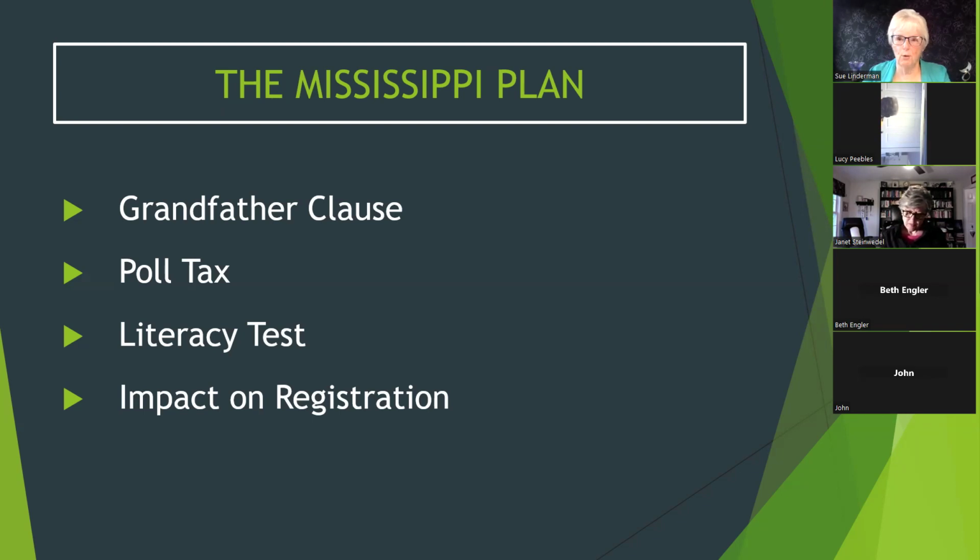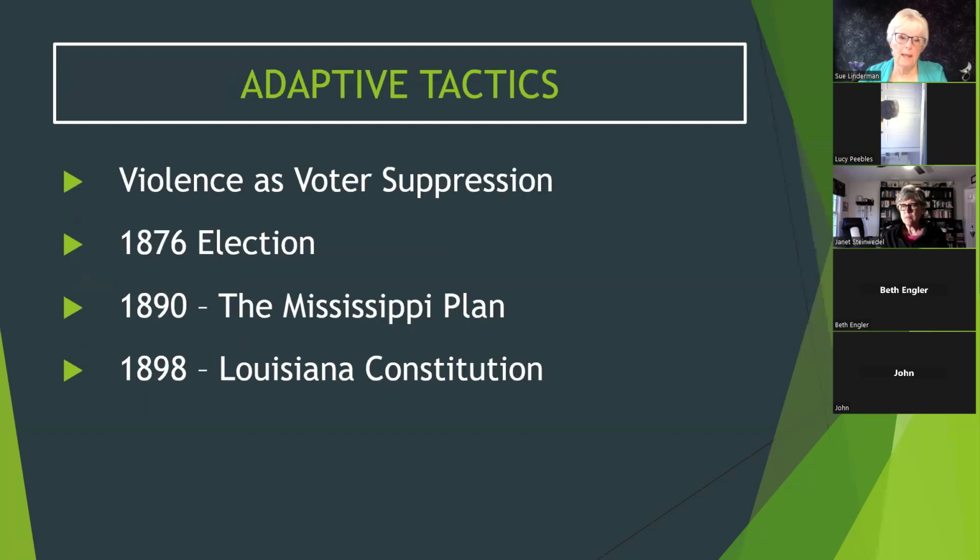We know that as a result of the adoption of the Mississippi Plan, the Black registration rate of 90% dropped to under 6% 2 years later. And of course, Louisiana followed suit with its own constitutional convention in 1898 to establish the supremacy of the white race. And after it was adopted, the number of registered Black voters in Louisiana dropped from more than 130,000 to 5,000 and to 1,300 by 1904.